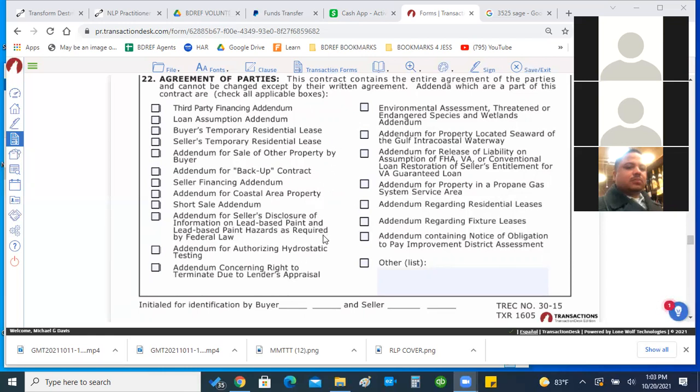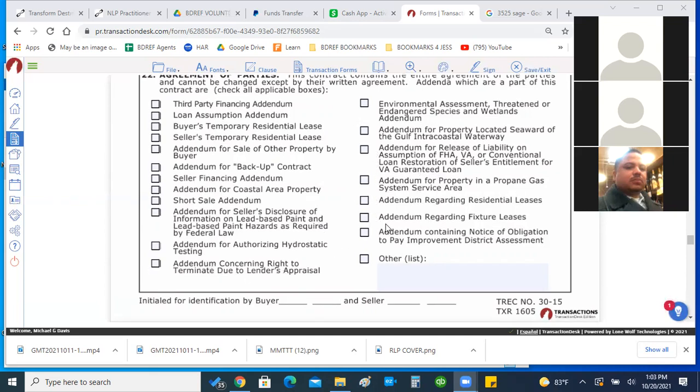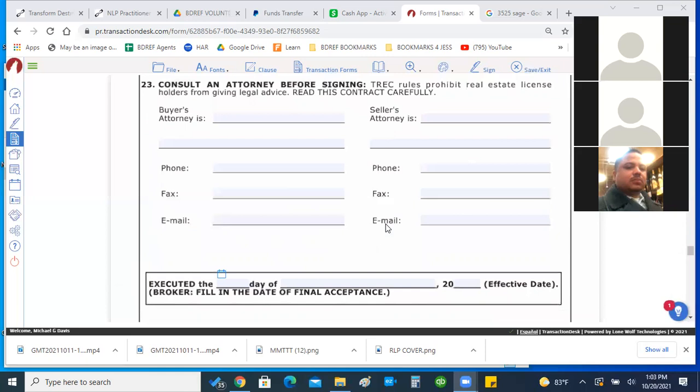If it's not an FHA, VA, or USDA, if it's not a governmental loan. So that's FHA, VA, USDA, those are government-backed loans. If it's not one of those, then the third-party financing addendum does not cover you as it relates to the property appraising or not. You need this additional addendum. All right, so those are the addendums.